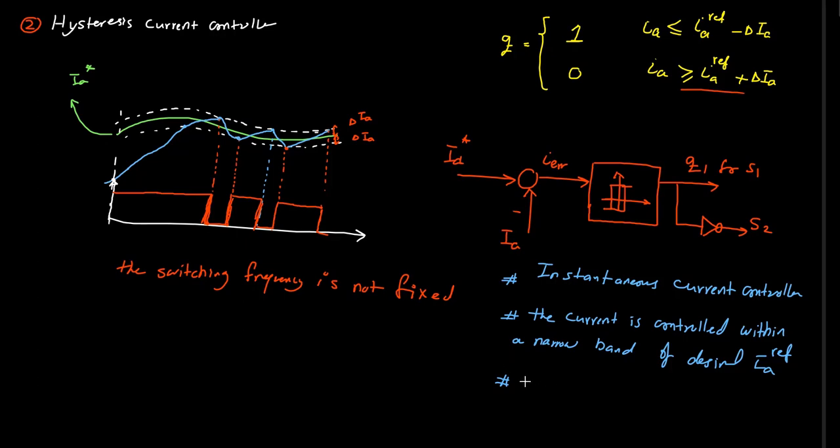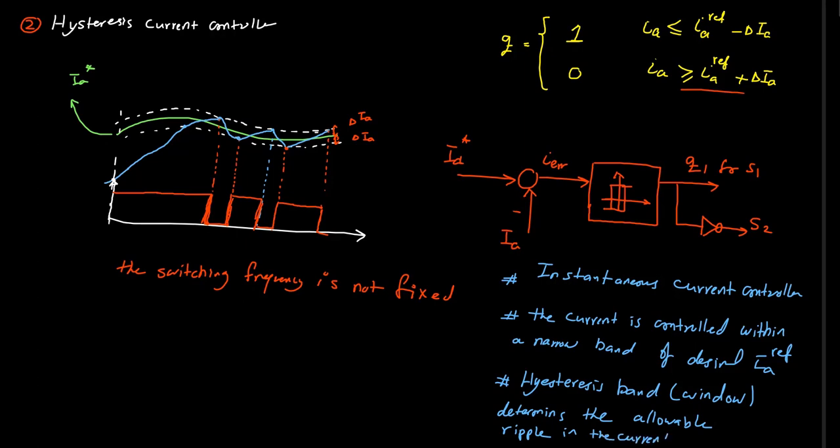So the hysteresis band, or what we call the window, determines the allowable ripple in the current. And you know that this will also have a relation with the torque ripple.